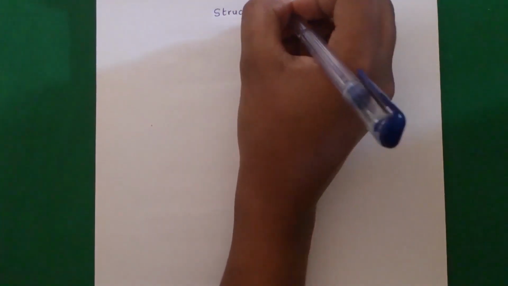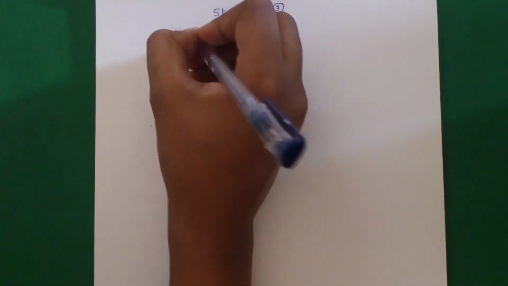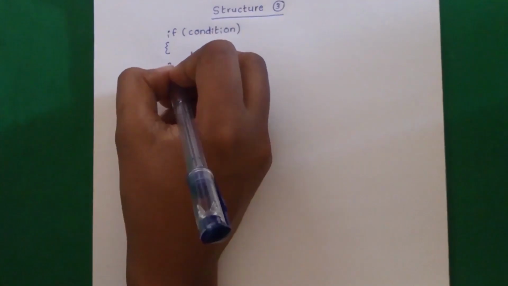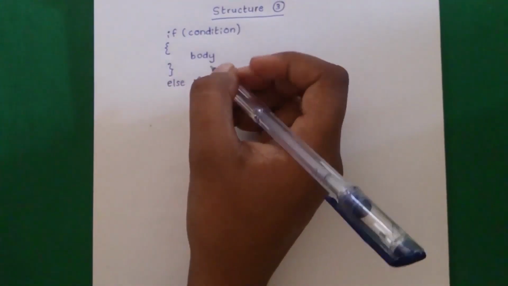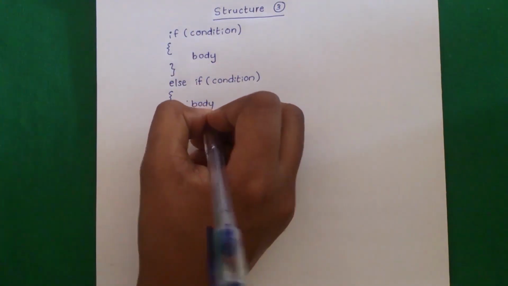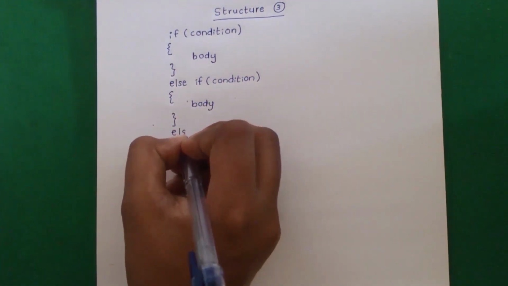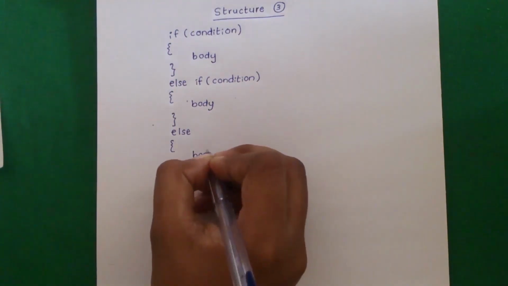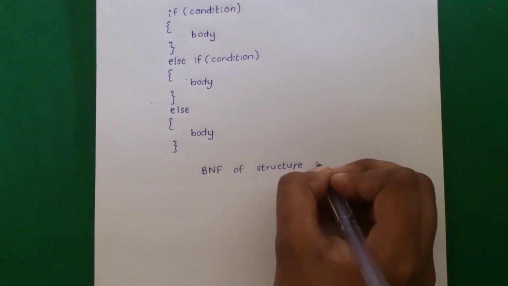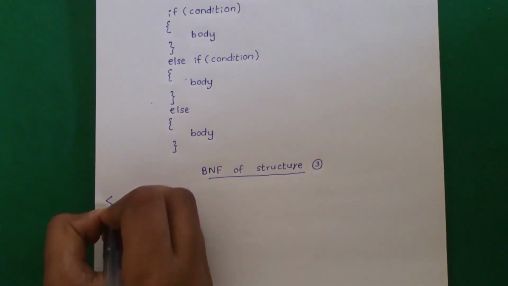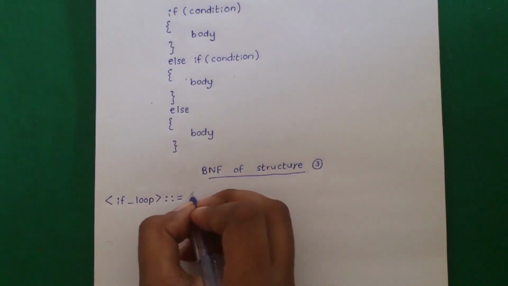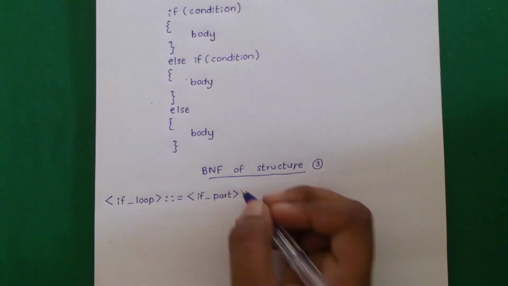Now we'll move on to the third structure of the if loop, that consists of if part, else if part and the else part. Now you already know how to write the if part and the else part in BNF grammar. We can describe the if loop using if part, else if part and the else part by writing on the right hand side of the rule.